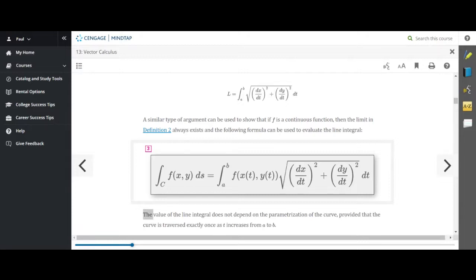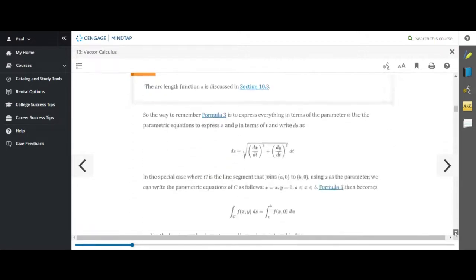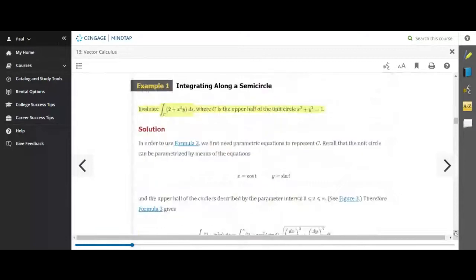Well, math will be fun if you understand what's going on, right? And so, okay, this formula is cool. We know why the formula is true, and now we can apply it. For instance, if we go forth and look at example 1, they want you to compute a line integral along a semicircle.